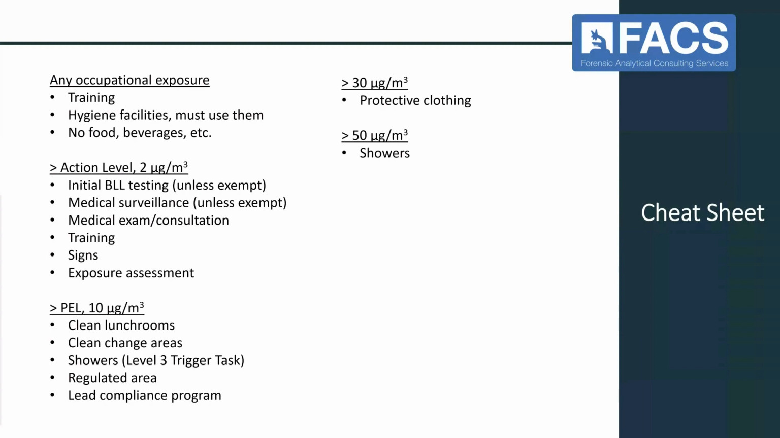If you hit 30, the old action level, now you have to have protective clothing in addition. And if you hit 50, the old PEL, now you've got to have showers, which were already required if you were doing a level 3 trigger task. So there's your quick cheat sheet, and that really brings us to the end.